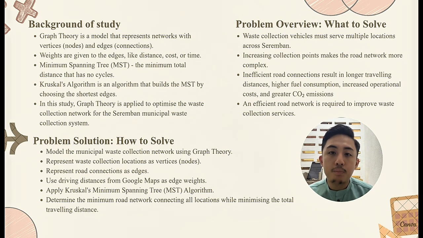To solve this problem, we model the municipal waste collection network using graph theory. Each waste collection location is represented as a vertex, while the roads connecting the locations are represented as edges. The driving distances obtained from Google Maps are used as the edge weights. Finally, Kruskal's minimum spanning tree algorithm is applied to determine the minimum road network that connects all selected locations with the shortest total travelling distance.